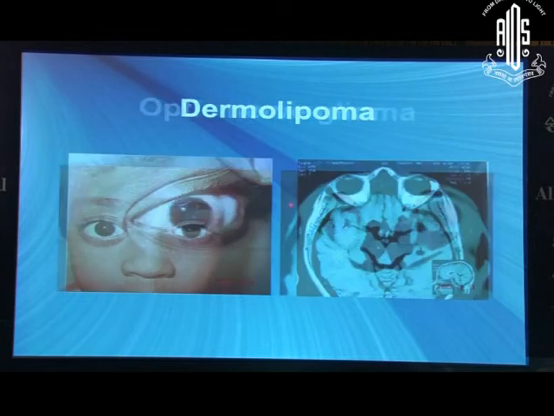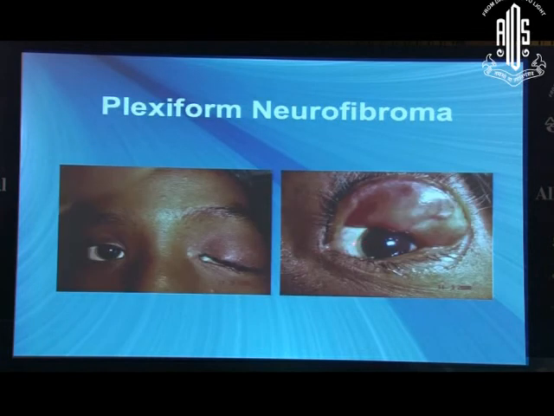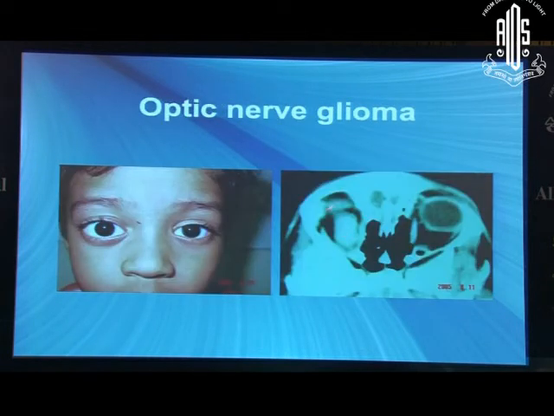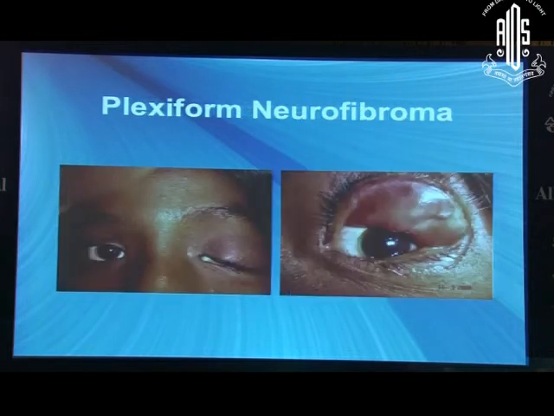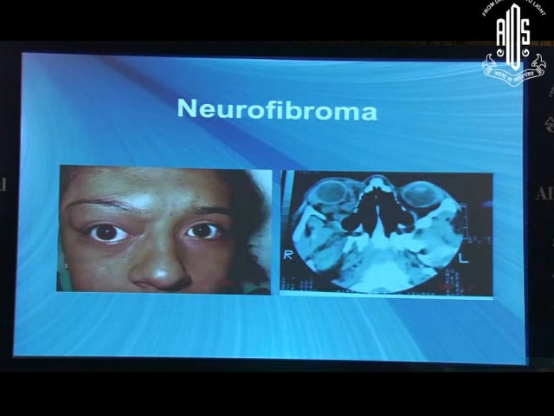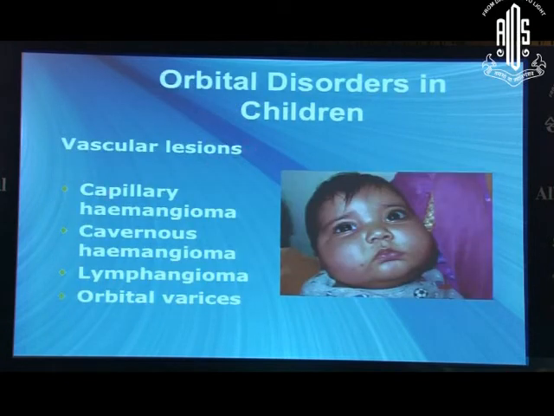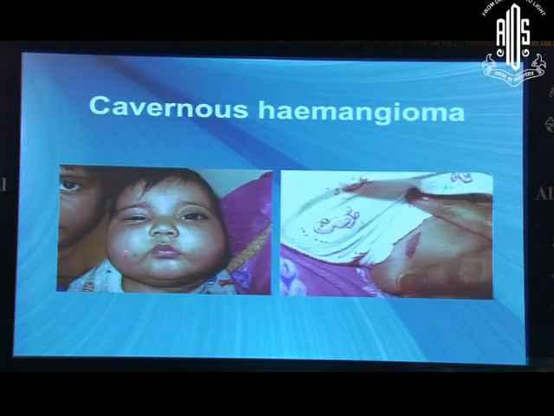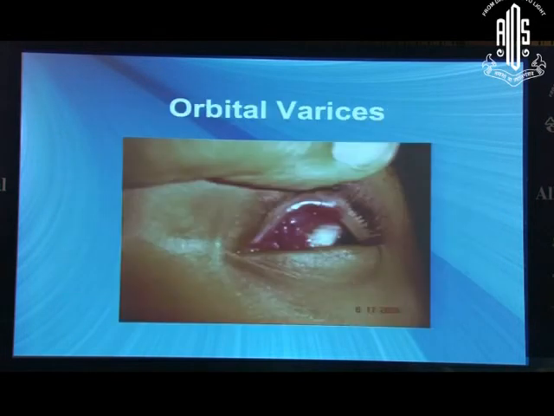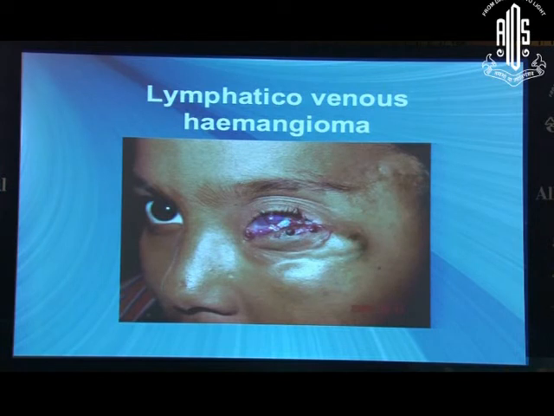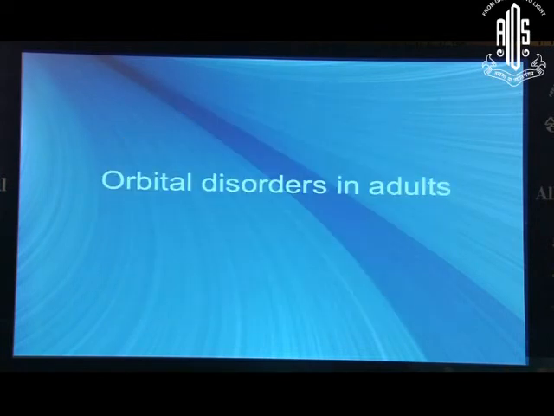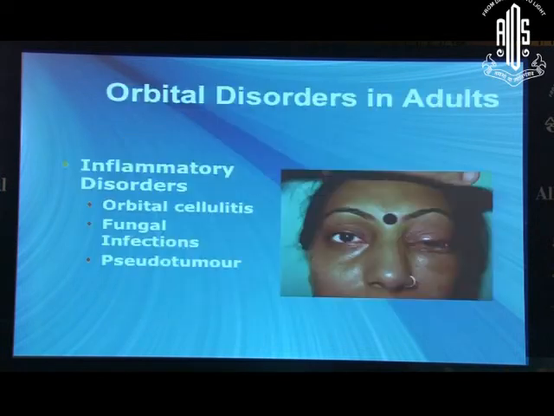And you may have the various orbital tumors such as dermoids, which you see here, or a dermolipoma, an optic nerve glioma in young children up to the age of 10 to 15 years with an axial proptosis, loss of vision, plexiform neurofibromas, and the various vascular lesions such as capillary hemangiomas, cavernous hemangiomas, orbital varices, lymphaticovenous hemangiomas. In adults, the spectrum becomes different.